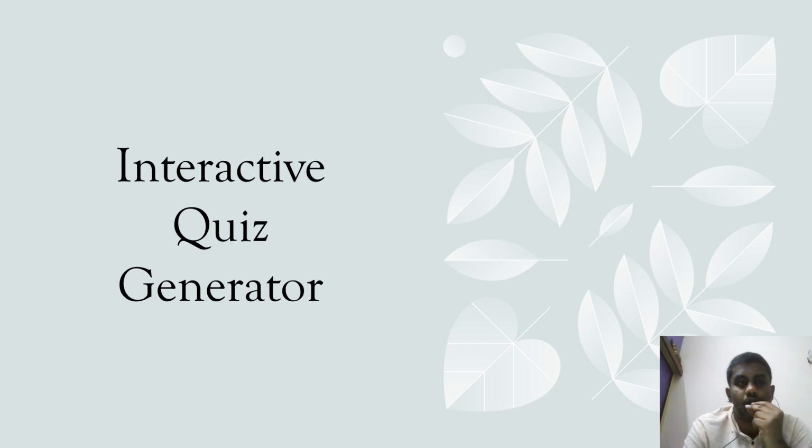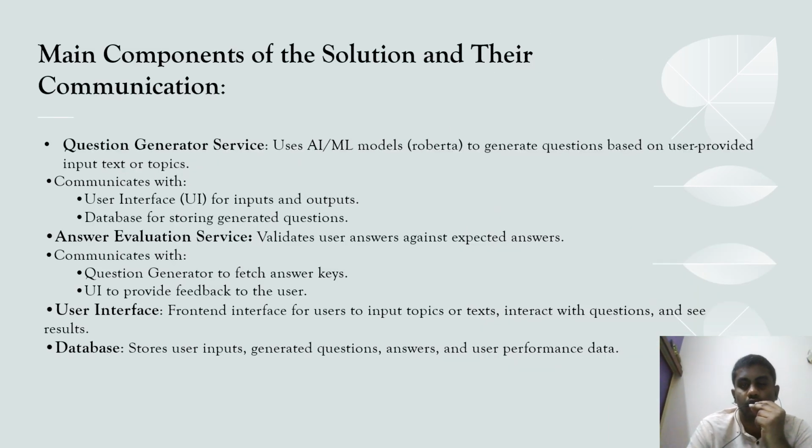So let's get to the main components of our project, the tech stack that we have used, and other details of our project. The main components of the solution: the question generator service uses AI/ML models such as Roberta to generate the questions based upon the user-given context or the PDF that he has submitted, in order to get the quiz based upon it.